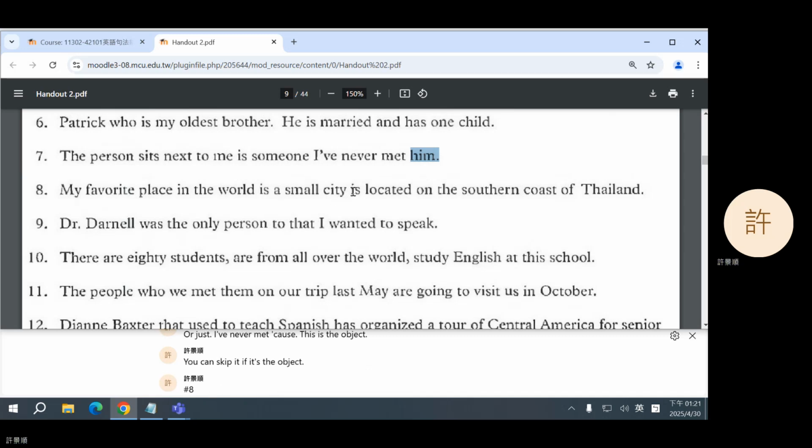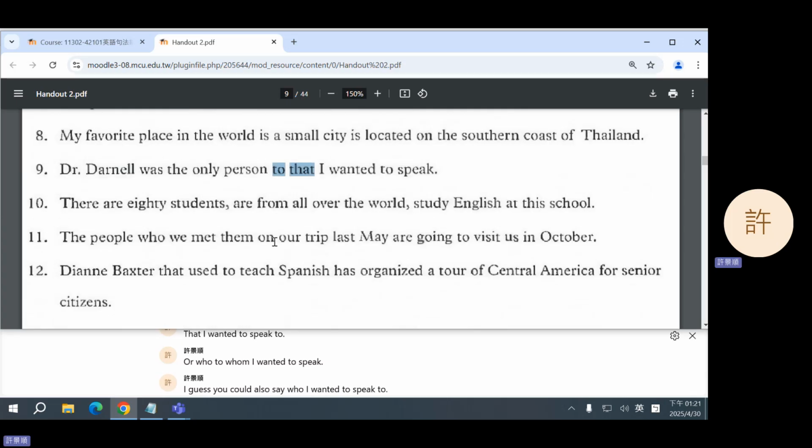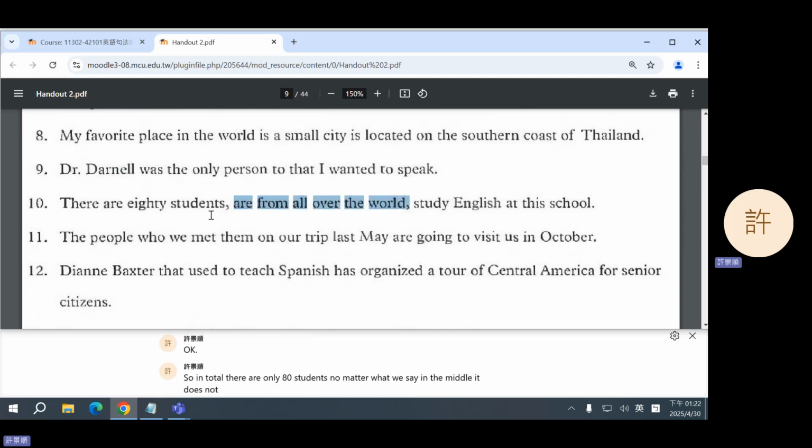Number 8, that is located, which is located, or just located. Number 9, that I wanted to speak to, or to whom I wanted to speak. I guess you could also say who I wanted to speak to. Number 10, who are, wait, hang on. Okay, it says there are 80 students. Okay, so in total, there are only 80 students. No matter what we say in the middle, it does not change how we understand this part.